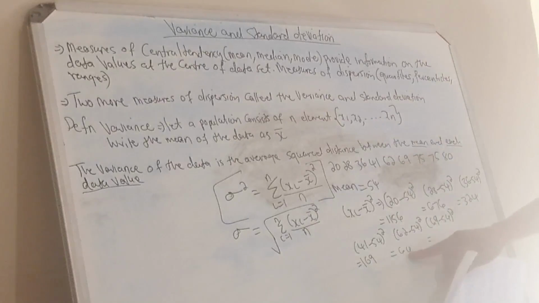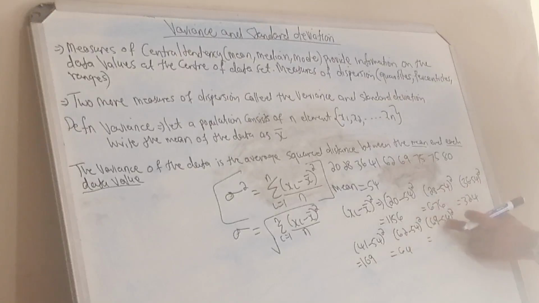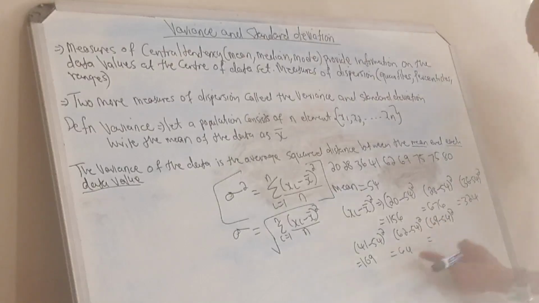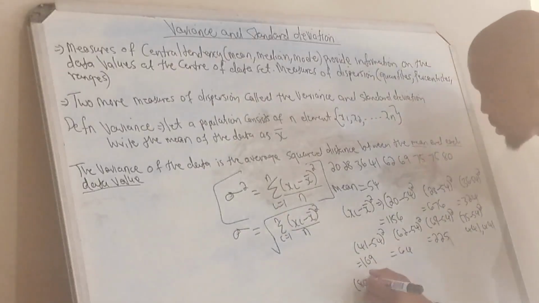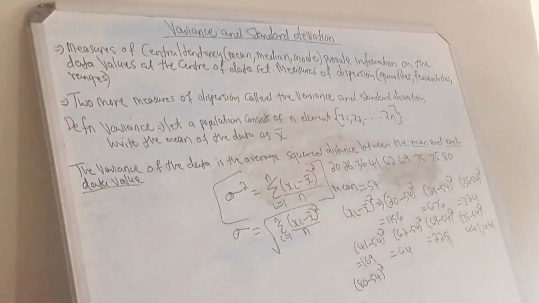How come this value is bigger for 69, because 62 minus 54 gives 64? 69 minus 54 is 15, squared is 225. Then 75 minus 54, squared, is 441, and the second 75 also gives 441. The last one is 80 minus 54, squared, which is 676.